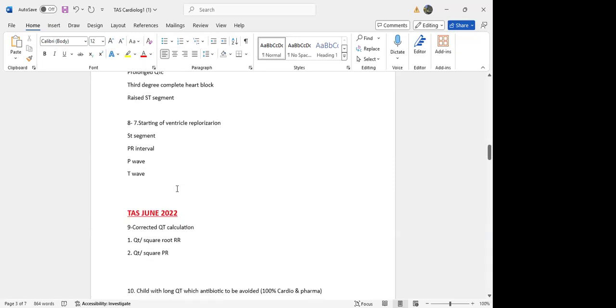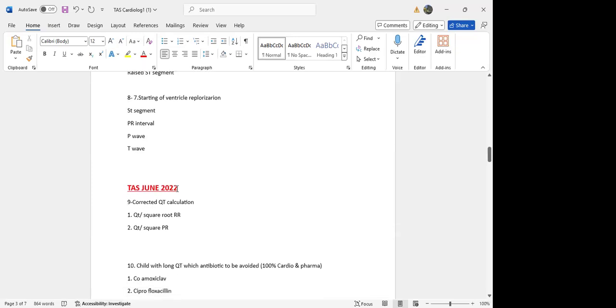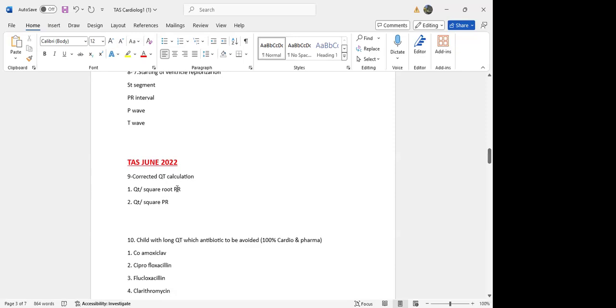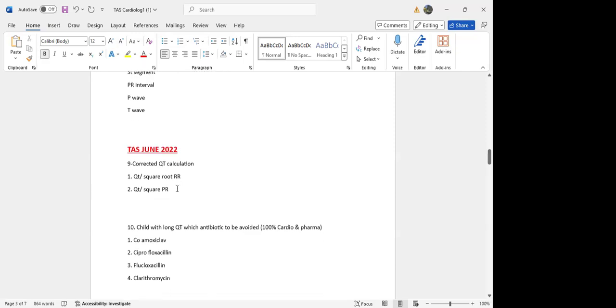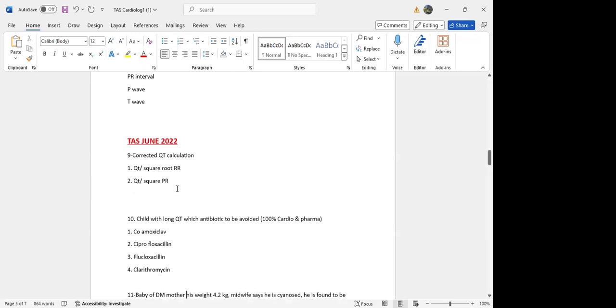QT calculation: what is it? The QT interval divided by the square root of the RR interval. Yes, that's one option. Child with long QT, which antibiotic should be avoided? So what I told you: erythromycin. Very good. You should know that macrolides are associated with long QT. You should avoid macrolides, such as clarithromycin.